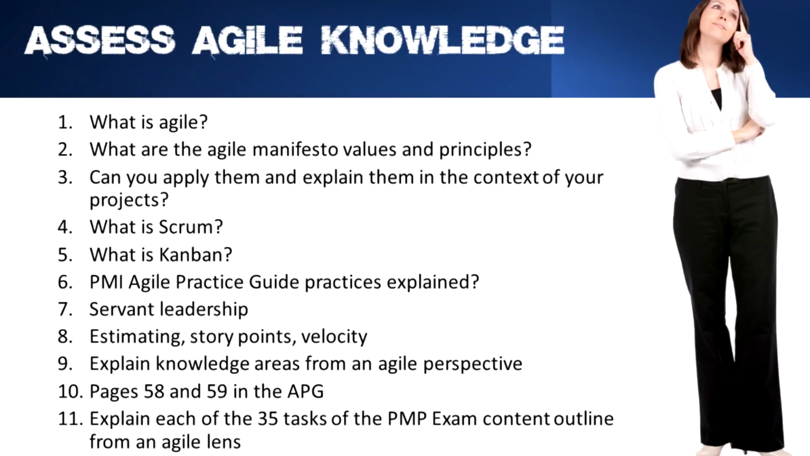Number 9, explain knowledge areas from an Agile perspective. This is on pages 90 to 95 in the Agile Practice Guide. Number 10, read pages 58 and 59 in the Agile Practice Guide and know how to solve all those problems. And finally, explain each of the 35 tasks of the PMP exam content outline from an Agile lens.